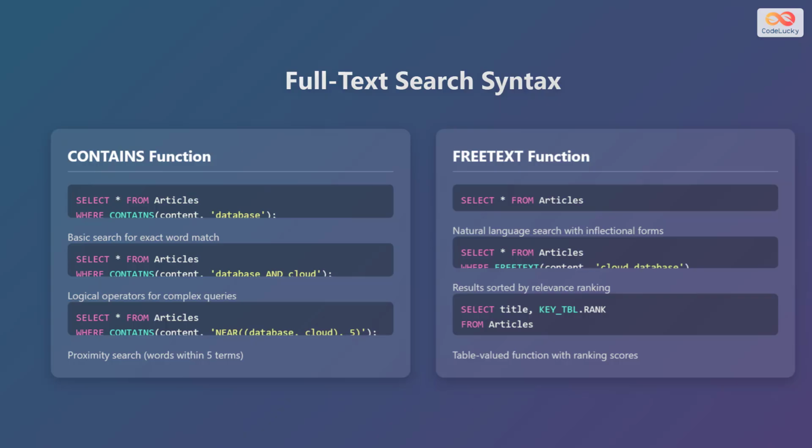Proximity searches can be performed using the NEAR operator, which finds words within a specified number of terms of each other. On the other hand, the FREETEXT function enables natural language searches, accounting for inflectional forms of words. The example shows how to find articles where the content contains modern database systems.